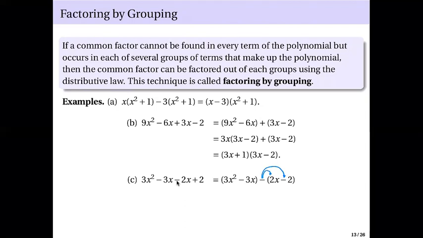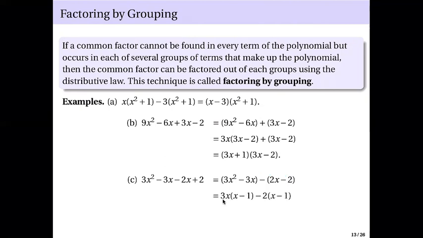And now, let us look at this. In here, you have 3x squared minus 3x. Definitely 3 is a common factor. Your x is also a common factor. So you will be able to factor out the 3x on this group. On this group, you will be able to factor out the 2 because you have your 2 in the 2x and the 2 here. So you can factor out the 2 in this group.